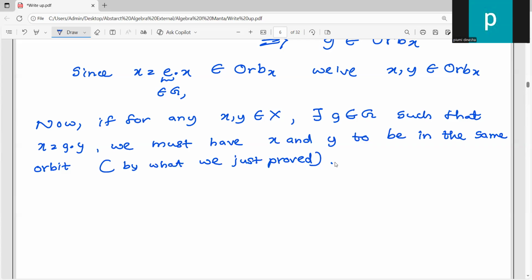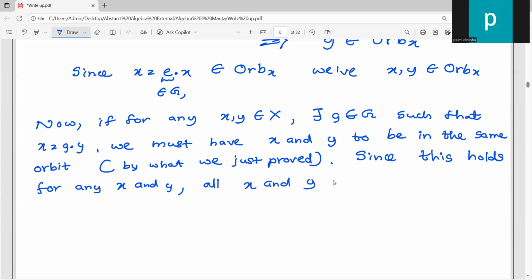Now, this property holds for every X and Y. Since this holds for all X and Y, all X and Y must be in the same orbit. In other words, all of X must be in this orbit. What does it mean? There is only one orbit.